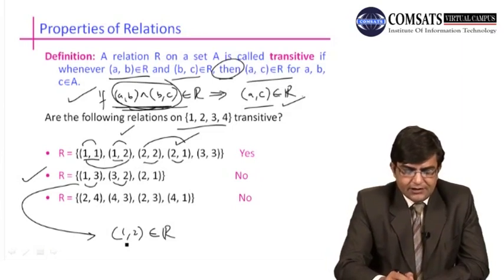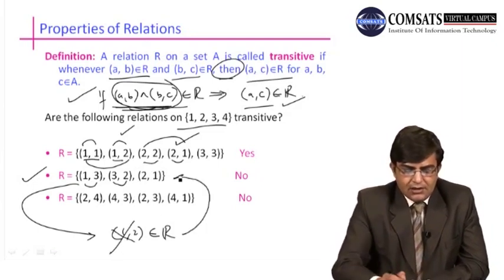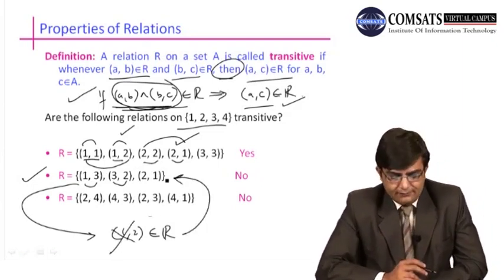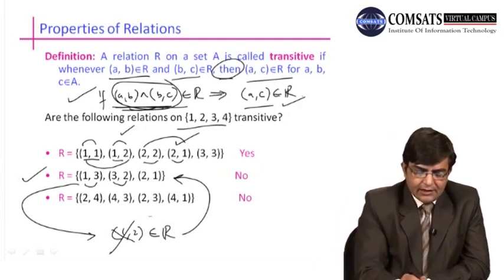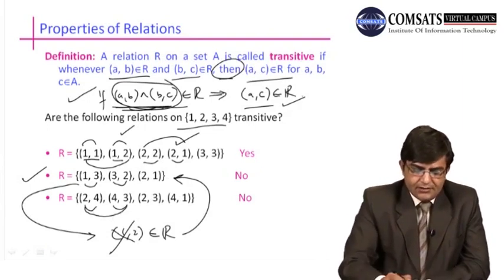Is 1 2 present in this? No, this is not present in this relation, therefore this relation is not transitive. Similarly here, 2 is related to 4 and 4 is related to 2, so 2 must be related to 3 here. This is true.